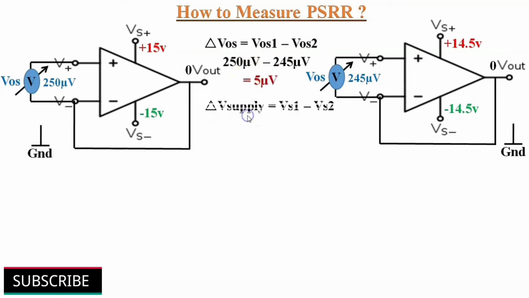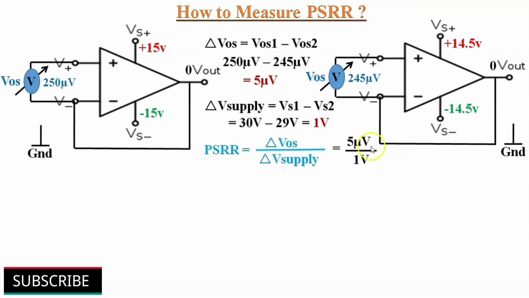Now the change in total supply voltage delta V supply is equal to supply voltage Vs1 minus supply voltage Vs2. Vs1 is equal to total supply in the first case, that is 30 volt, minus Vs2 is equal to total supply in second case, that is 29 volt. The difference is 1 volt. The power supply rejection ratio is defined as the ratio of change in input offset voltage divided by change in supply voltage. Here change in input offset voltage is 5 microvolt divided by change in power supply is equal to 1 volt. That gives power supply rejection ratio value as 5 microvolt per volt.